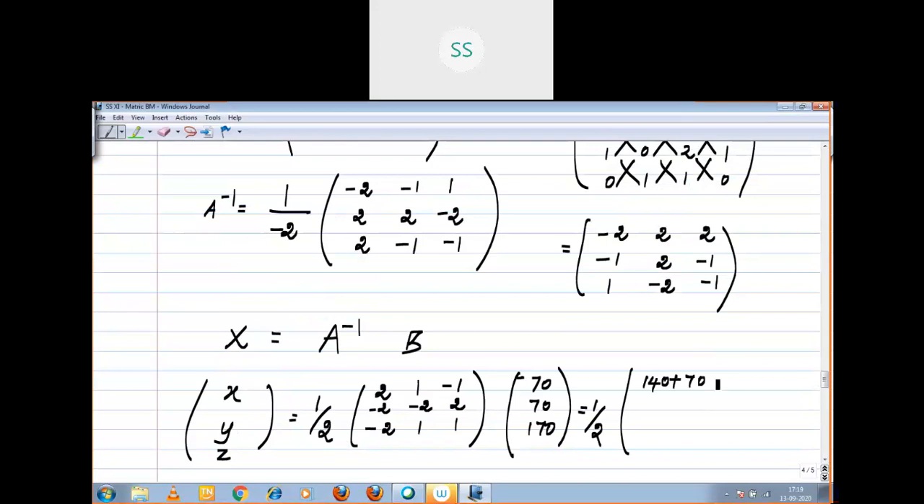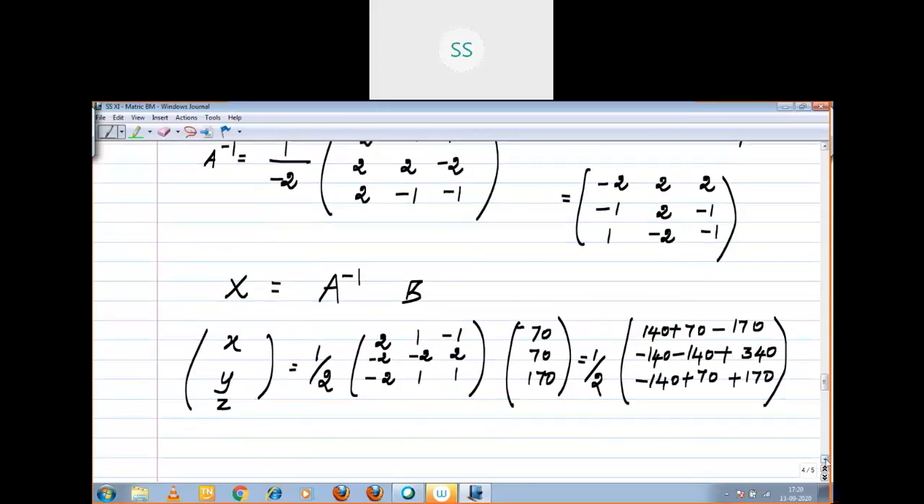Now 1 by 2 into bracket 140 plus 70 minus 170. Next, minus 140 minus 140 plus 3 into 70, which is 340. Next, minus 140 plus 70 plus 170. Got it, children?